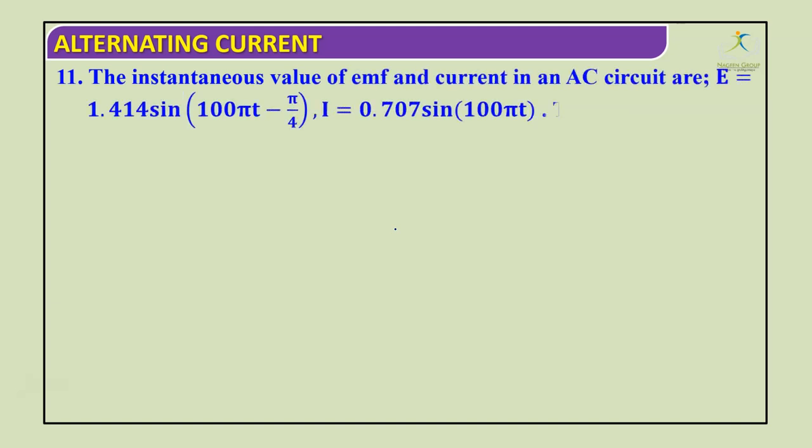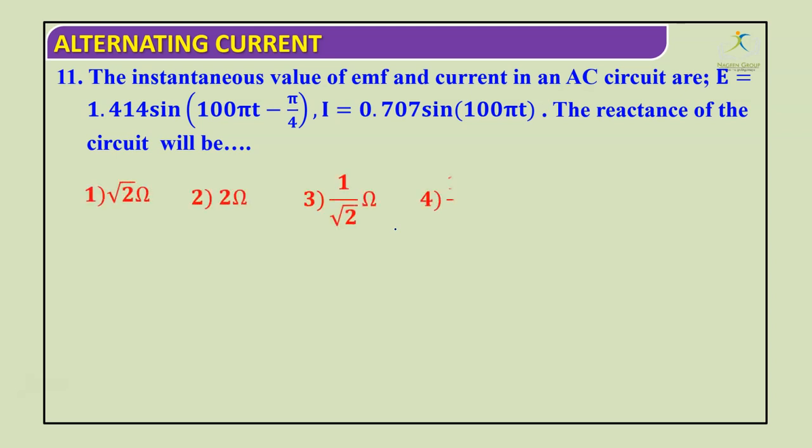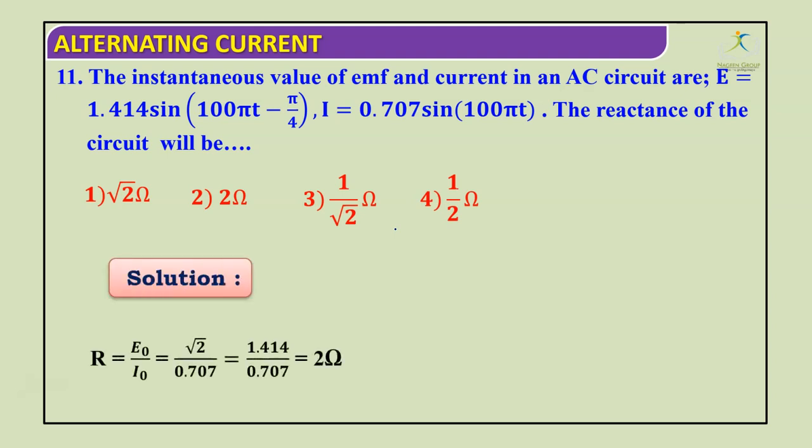Next question we have: the instantaneous value of EMF and current in an AC circuit. E is equal to this and I is equal to this; this equation is given. The reactance of the circuit will be, the options are root 2 ohm, 2 ohm, 1 by root 2 ohm, 1 by 2 ohm. Solution: R is equal to E naught by I naught. So we get the result 2 ohm. We have to find the reactance, so the value of 2 ohm will be it. So the correct option will be 2.